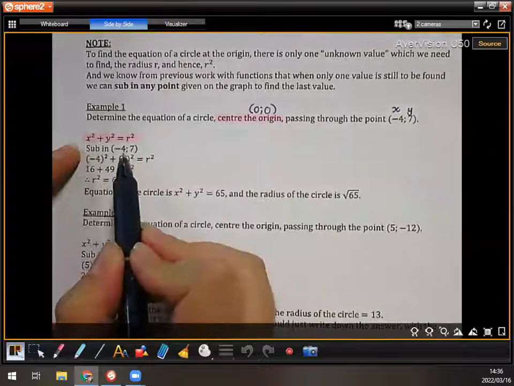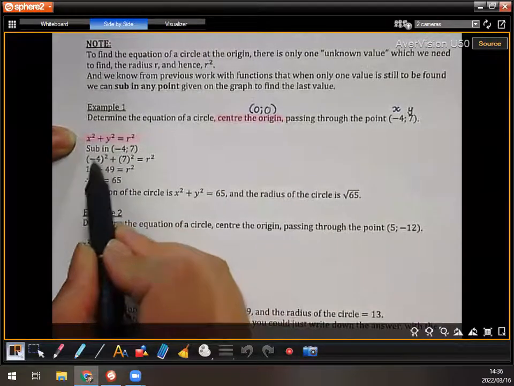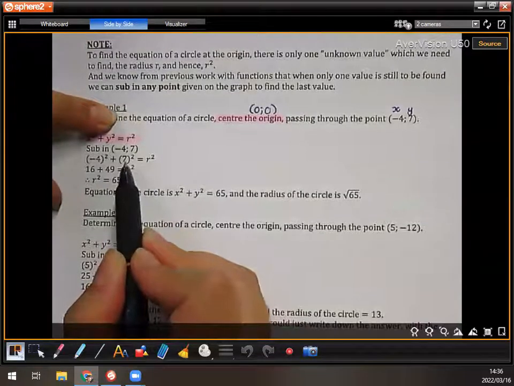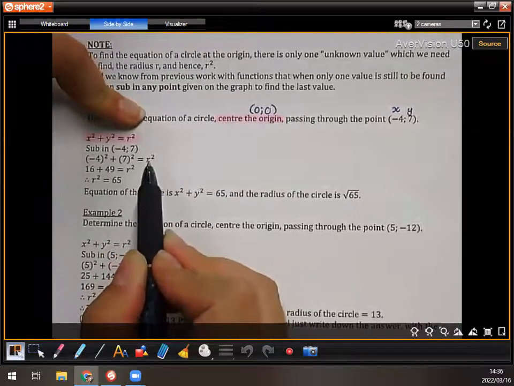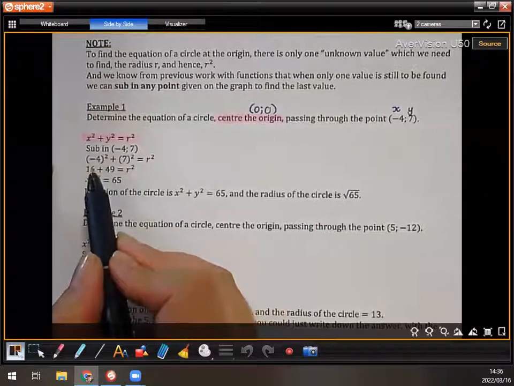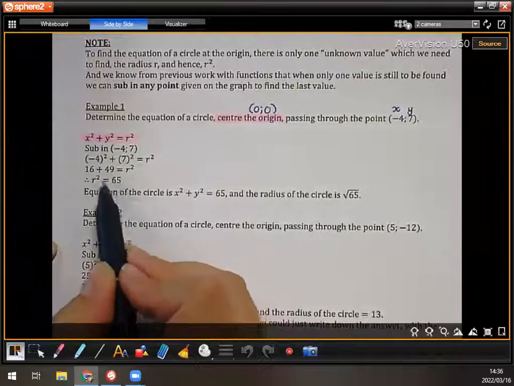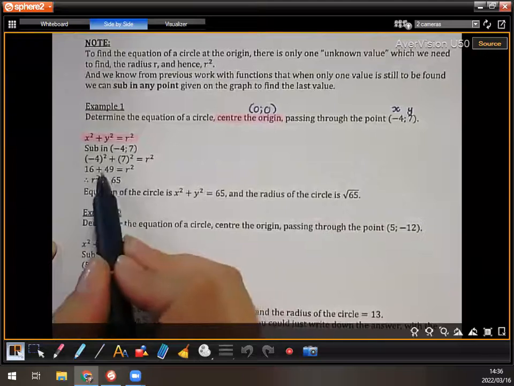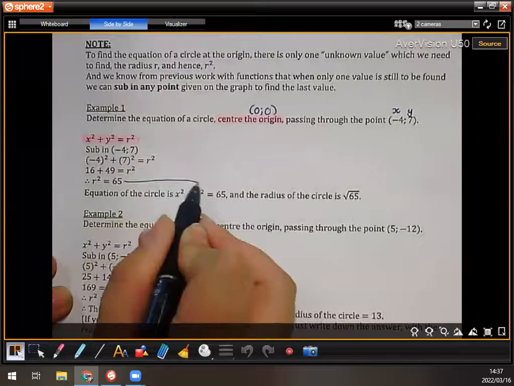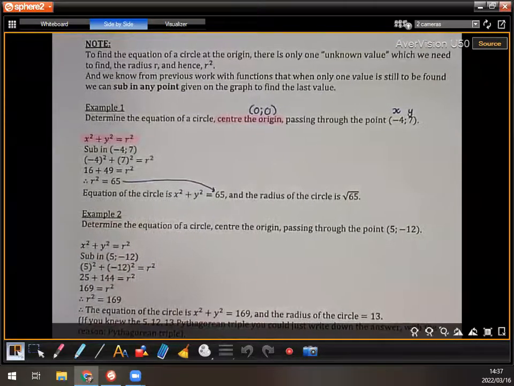So what you can do is just sub in -4 for x. Look at that. x squared is now -4 squared. And y squared, what is the y value of this point? 7, so 7 squared. And that will be equal to the radius squared. Right? So from that, -4 squared is 16, 7 squared is 49, and 16 plus 49 is 65. That is r squared. What is the equation? x squared plus y squared equals r squared. So as soon as you have r squared, you can just put it in the equation, and that is the final answer. And that's it.